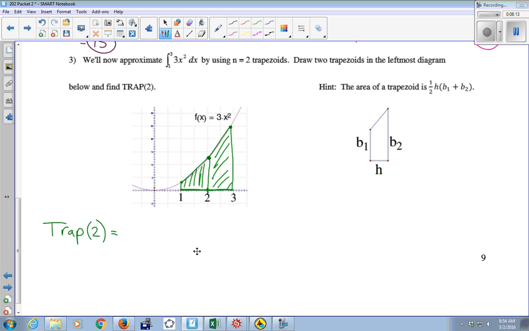okay, my first trapezoid, I'm just going to use that formula, is 1/2 times the height of the trapezoid, which according to this picture is the width of my interval, in this case 1. And then base 1 plus base 2, that's this height plus this height. Okay, so this one is f of 1, and this one's f of 2.